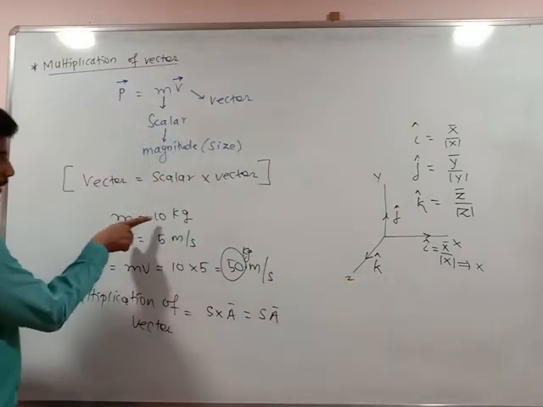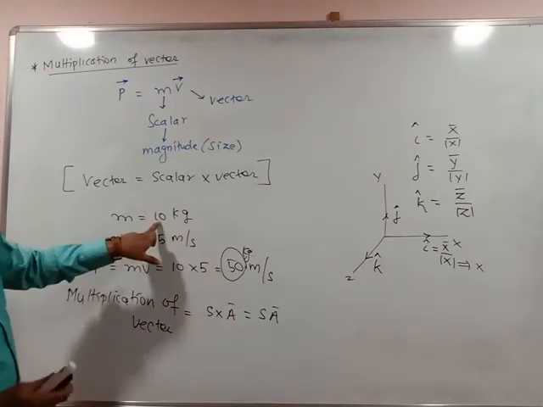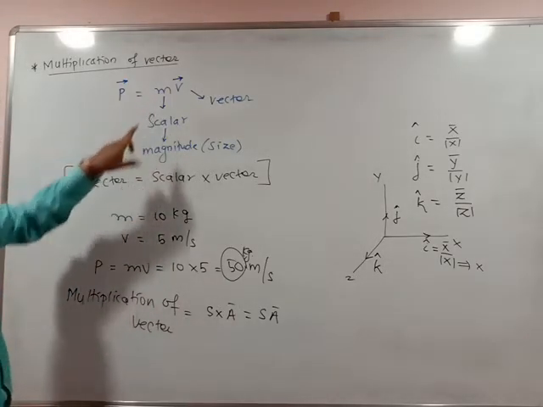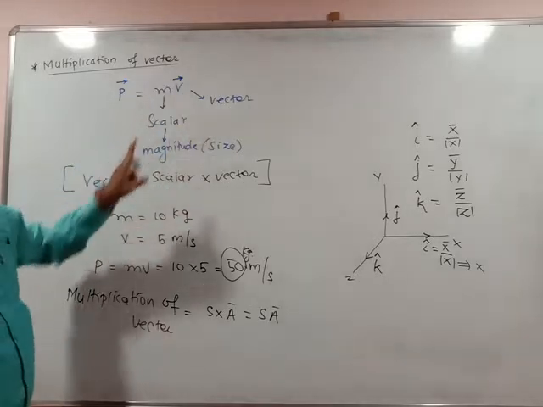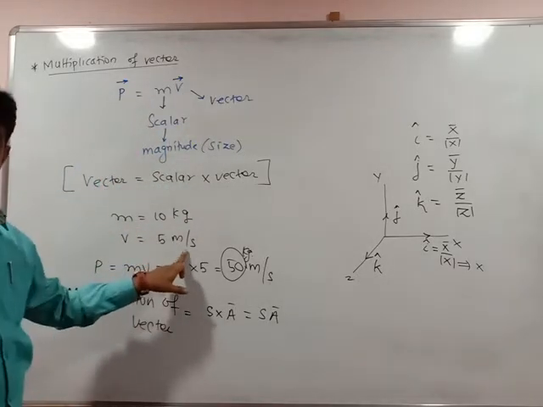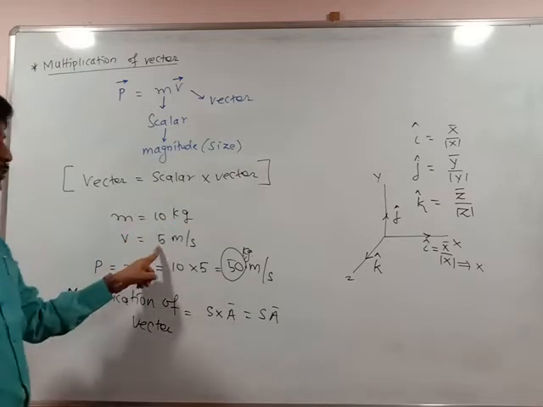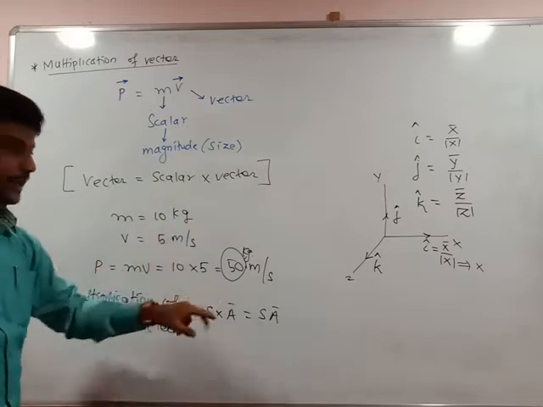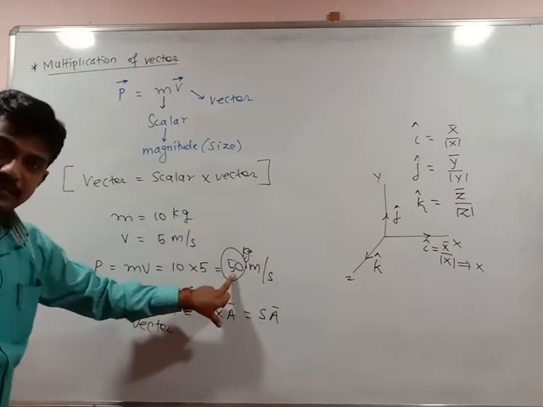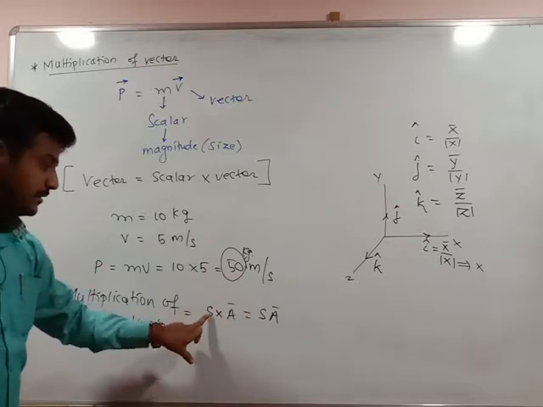How? Mass is the magnitude, velocity is the vector, and its velocity is 5 meters per second. The body is moving in a particular direction, so it is a vector quantity, but its magnitude is 5. So 10 into 5 gives 50, which means the magnitude has increased.